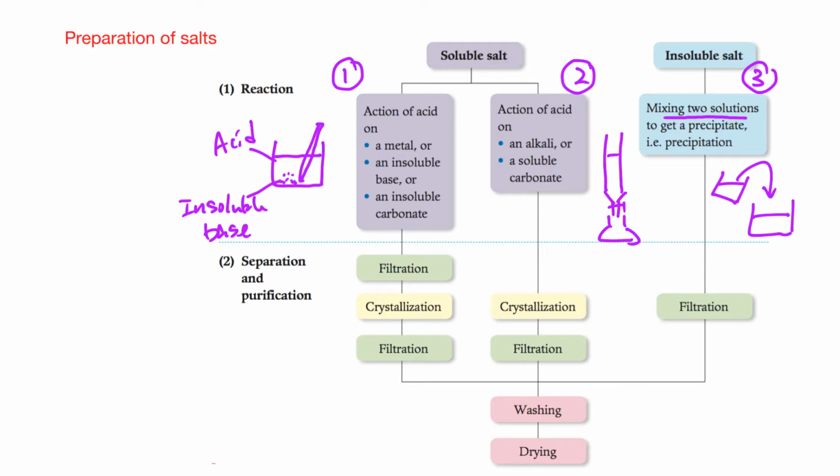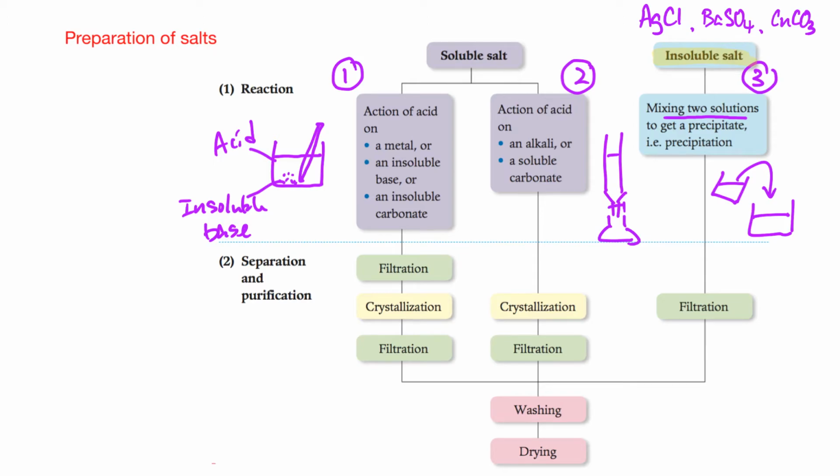But when will we use method 1, when will we use method 2, and when will we use method 3? Method 3 is easy to understand, because if it is an insoluble salt, then we'll use mixing 2 solutions. Just give a quick example for insoluble salt. For example, we have silver chloride, barium sulphate, or any kind of carbonate except sodium, potassium, ammonium. So when we prepare these 3 kinds of salt, we may use method 3, mixing 2 solutions. But for the soluble salt, we have 2 methods, method 1 and method 2.